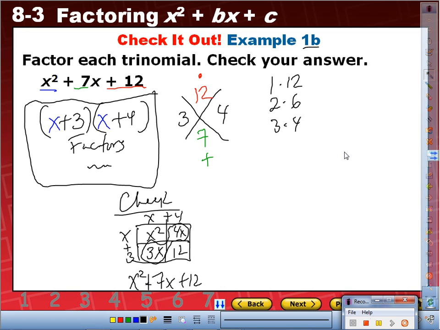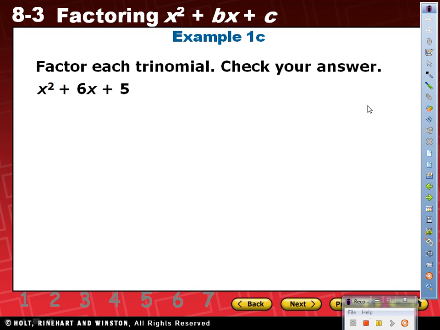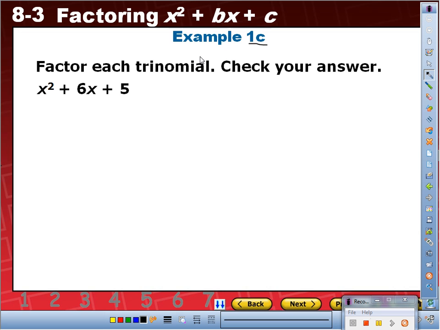Okay, copy this one. Do this one by yourself, example 1C. It should take you no more than 30 seconds. Go. On this one, 30 seconds, you got example 1C, and it has x squared plus 6x plus 5.